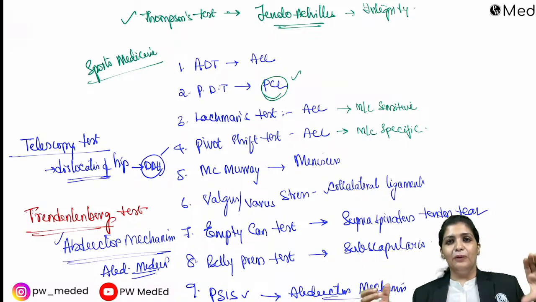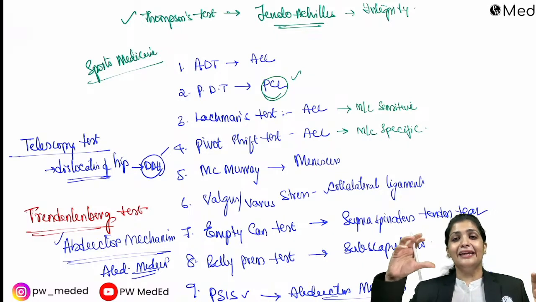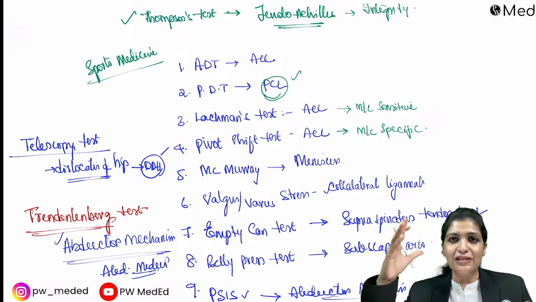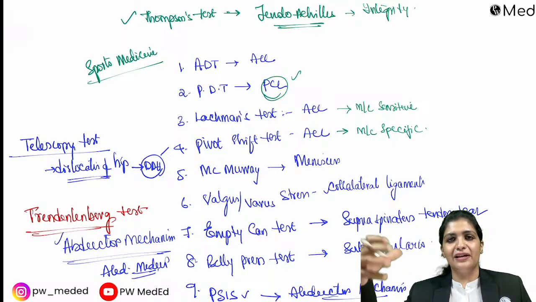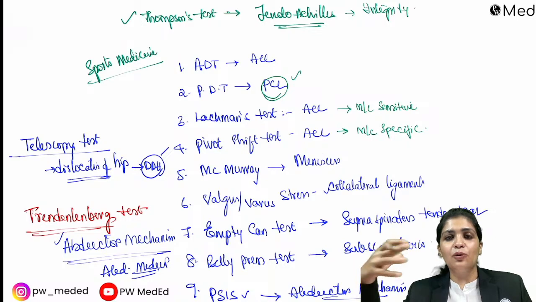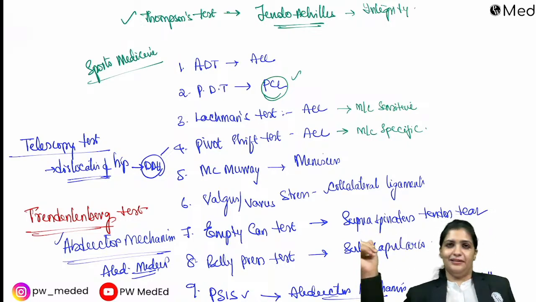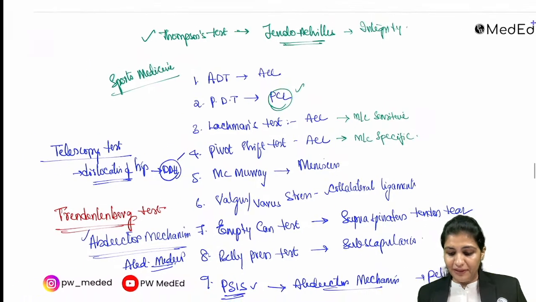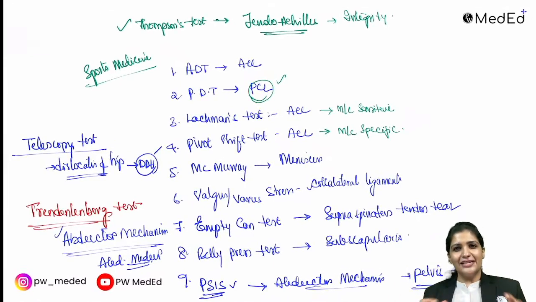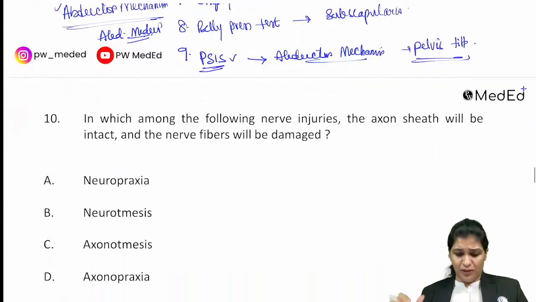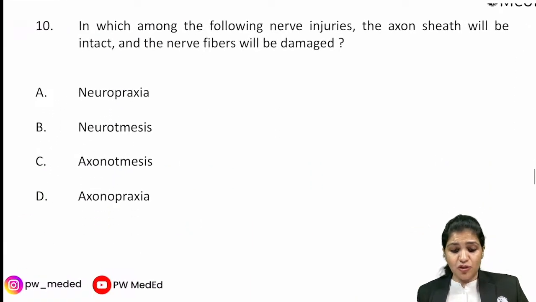So if there is a pelvic tilt on the right side, that means the left side abductor medius is weakened or there is no strength. So there is an abductor mechanism failure on the left side, which will result in the right side tilt. That is what you have to remember, the Trendelenburg test. These are the various tests which you come across, and you have to remember the important ones, right? Now coming to the next one.